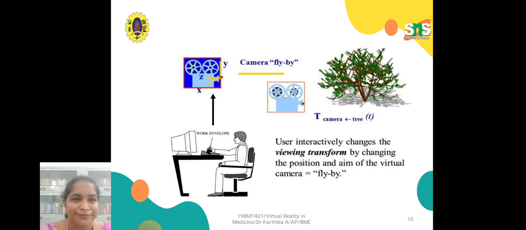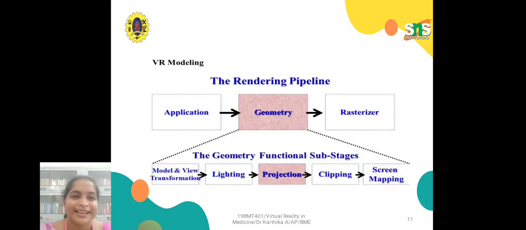See the camera flyby. Here the user interactively changes the viewing transform by changing the position and aim of the virtual camera. It is called flyby mode. And the second one is projection. From this model and view transform, we have lighting, projection, clipping and screen mapping. Under this, we have to discuss projection here.